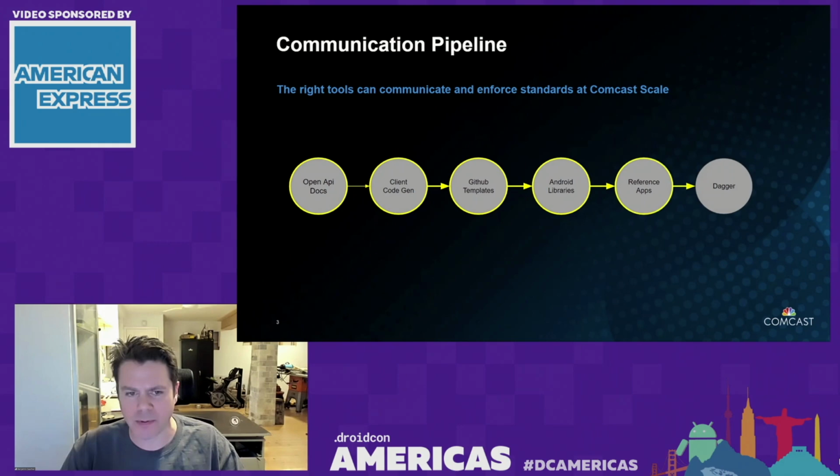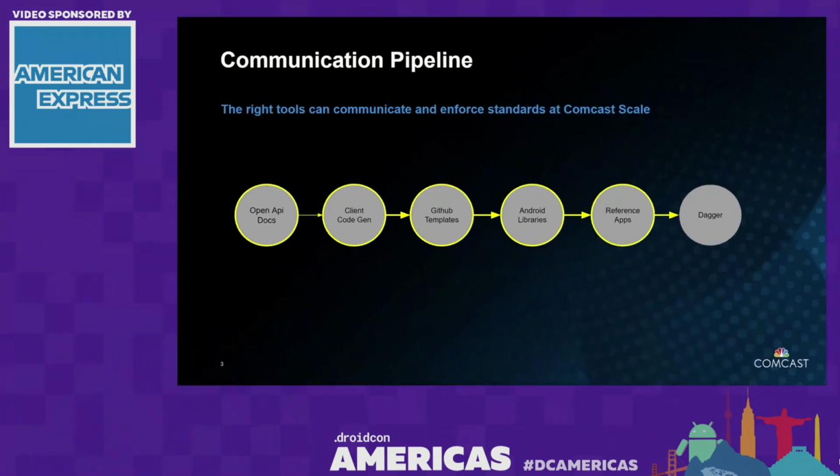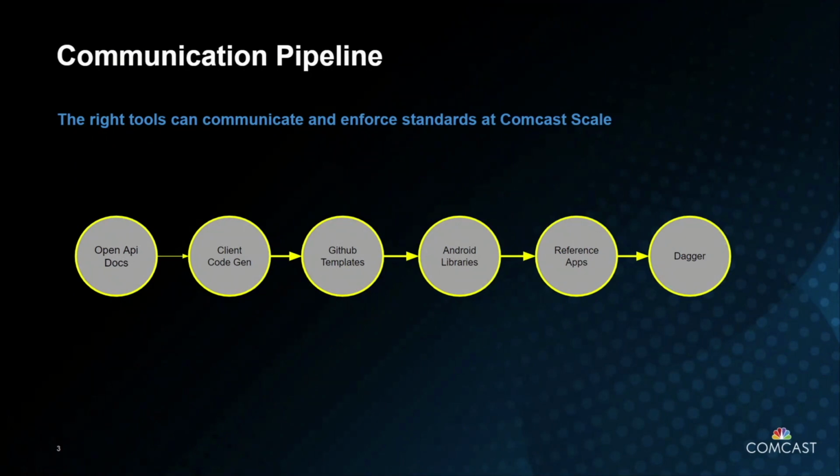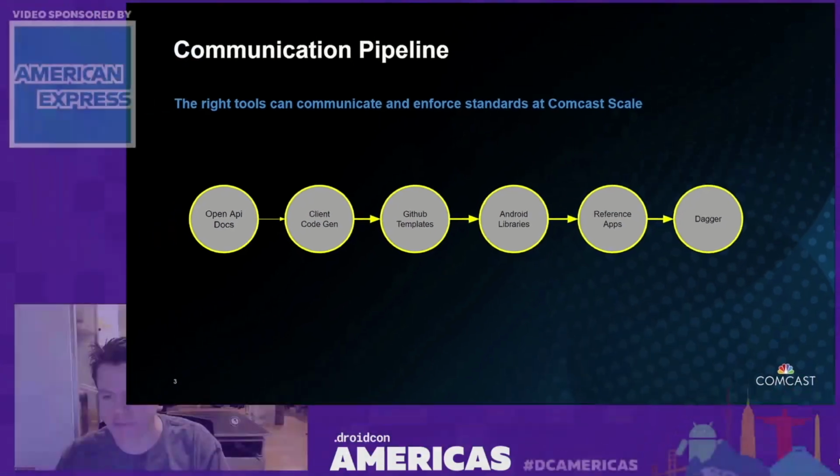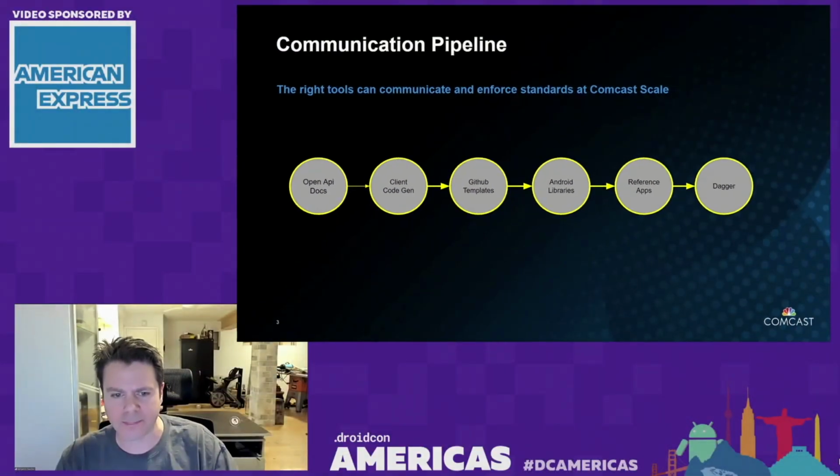And finally, I want to talk about how we use dependency injection as a way for the reference apps to communicate their requirements back to the implementation in the Xfinity app itself. And so as you can see, again, each one of these dots represents that communication between the web service developers, the senior engineers building the templates, the engineers working on the libraries and implementing the reference apps, and then how those need to be implemented inside of the main Xfinity app using Dagger.